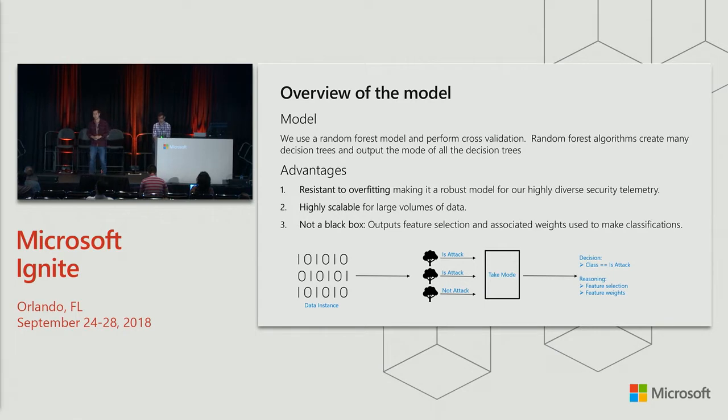But the third is the best point. Third, it's not a black box. Unlike neural nets, the beauty of a random forest model is that it's actually going to output the feature selection and associated weights that it used to make that classification. So when it tells us whether or not something is an attack, it's going to say why that looks like an attack. What features did it use to determine whether or not something was an attack? And then from there, our operators can determine how legit that is from their perspective. So you can see on the bottom, data coming in, multiple trees created. The model then takes the mode based on that decision, and that decision could be whether or not something's an attack. And the beauty is that it spits out the reasoning as well.